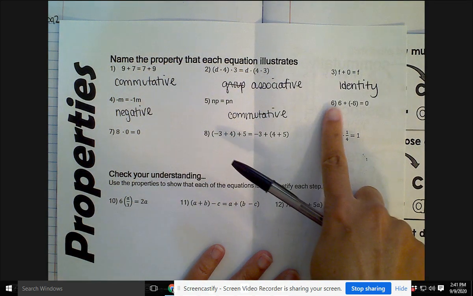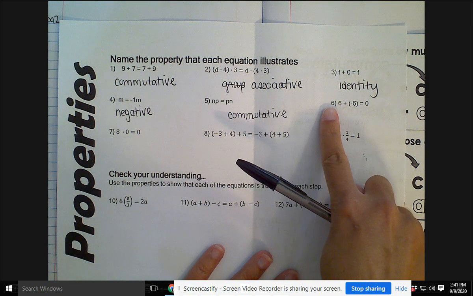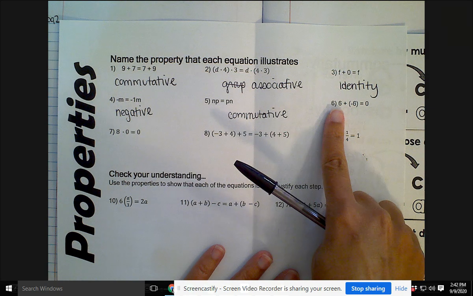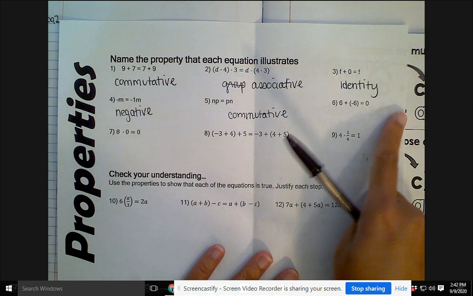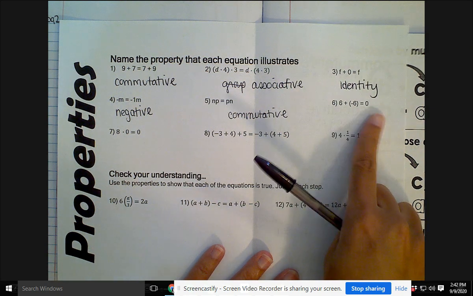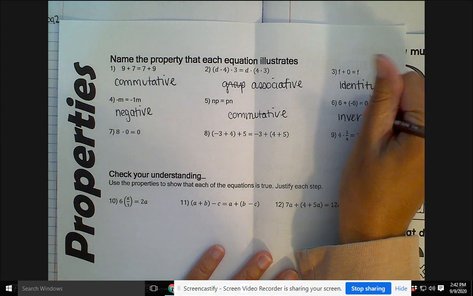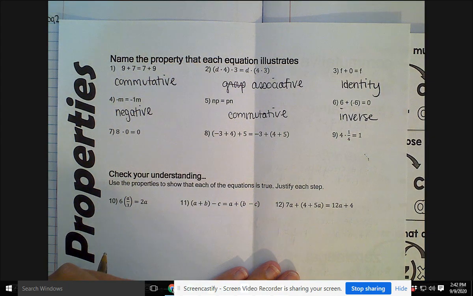Now with number 6, ooh, I didn't even realize I did that. 6, 6, 6. Oh, that's spooky. I had 6. I added -6 and now I have nothing. So it's not showing me who I am, that's getting rid of who I am. That is inverse. When I undo or get rid of is inverse.